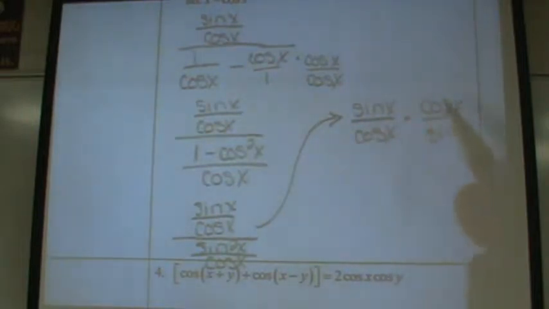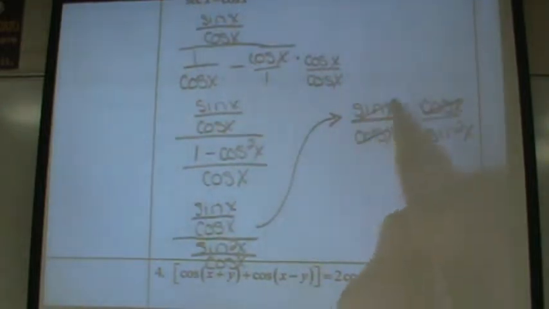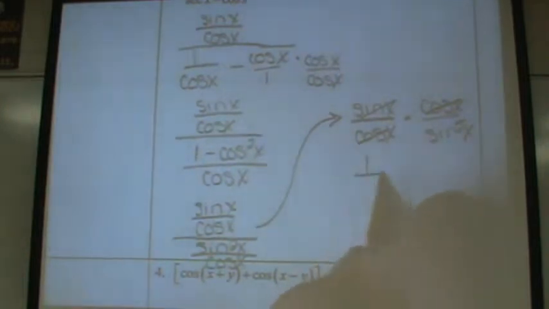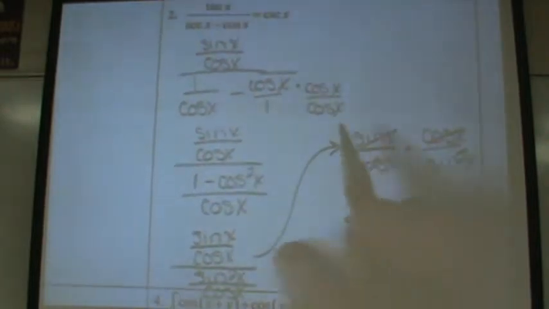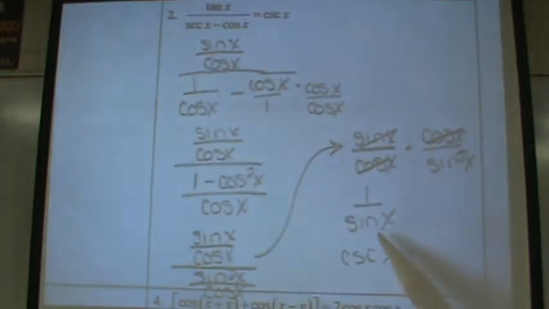Now looking at this multiplication, we can cancel out these cosines. We can cancel out this sine with one of those sines. And we're left with 1 over sine x. And 1 over sine x equals cosecant x, which was what we were trying to prove.